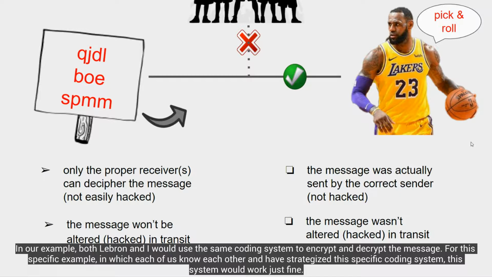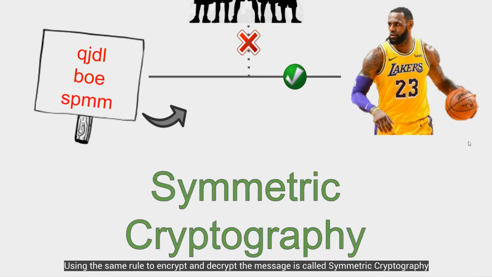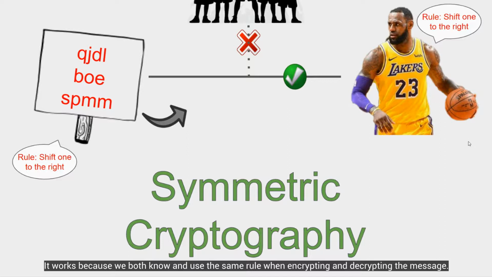In our example, both LeBron and I would use the same coding system to encrypt and decrypt the message. For this specific example, in which each of us know each other and have strategized this specific coding system in practice, this system would work just fine. LeBron can trust that I'm the sender. I can trust he's the receiver. We can both trust the message, and nobody else can decrypt the message, even though they can see and read the encrypted version. This example of us both using the same rule to encrypt and decrypt the message is known as symmetric cryptography. It works because we both know and use the same rule when encrypting and decrypting the message.